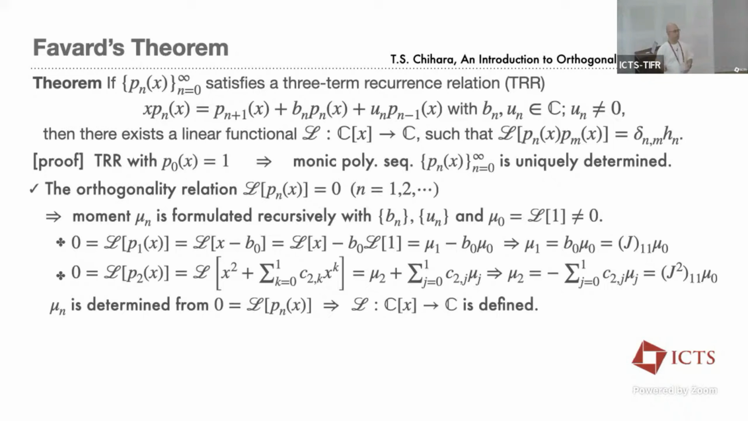There are many kinds of orthogonality relations, but we took the sum of them with this one. From this, for example, the linear functional of P1 should be 0. This is also an orthogonality relation, and it will give us an expression of mu1 in terms of Bn and Un. A similar situation happens for P2(x). Just by computation, mu2 is also possible to express in terms of Bn and Un, which are the coefficients of the three-term recurrence relation.